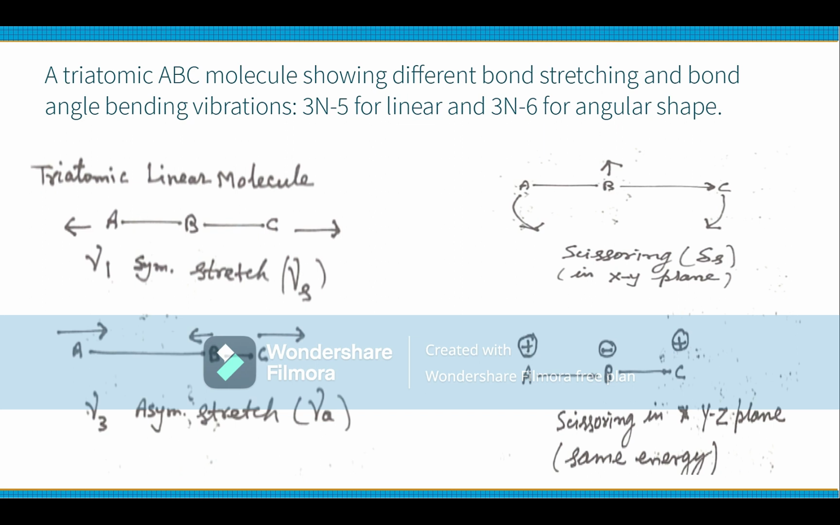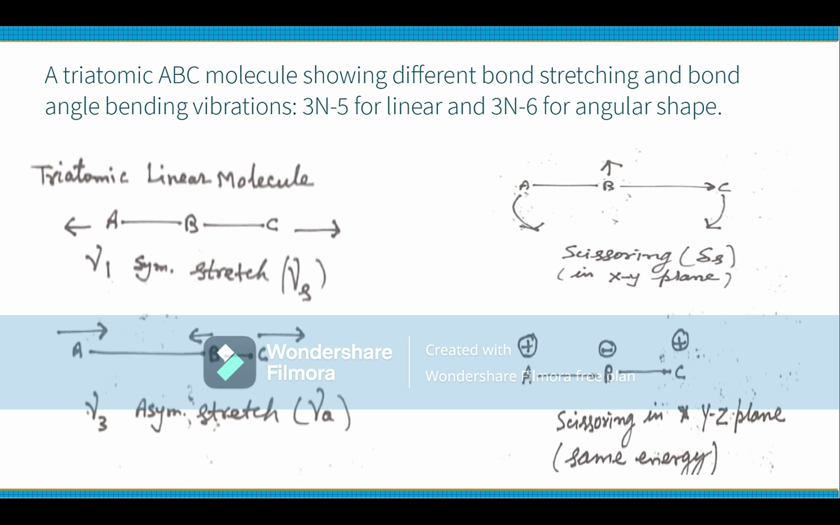On the side diagram, we have shown bending vibration. The first one shows bending in the plane. It is called scissoring. The symbol is delta S. Here bending is taking place in the XY plane. Another bending is also possible in the YZ plane, but by simple logic we can understand that both these modes will have the same energy.